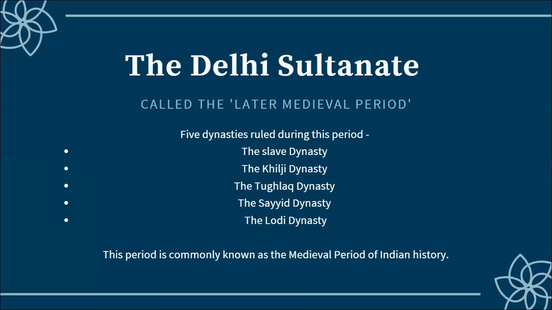So these five dynasties are basically those major dynasties that ruled during this period, right? And this period is known as the later medieval period, and often referred to as the medieval period of Indian history. So the five dynasties are the Slave dynasty, the Khilji dynasty, the Tughlaq dynasty, the Sayyid dynasty, and the Lodi dynasty. I'll repeat: the Slave dynasty, Khilji dynasty, Tughlaq dynasty, Sayyid dynasty, and the Lodi dynasty.